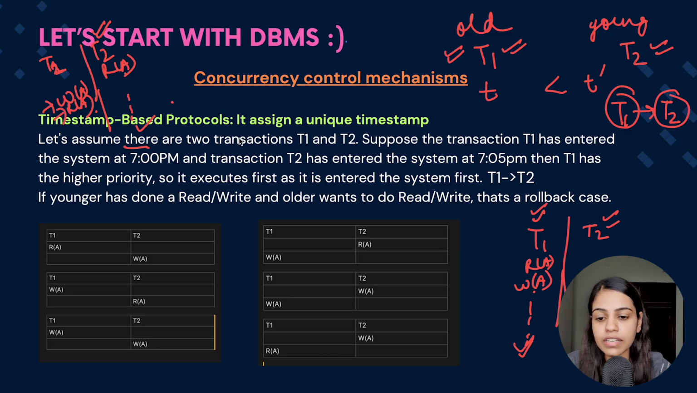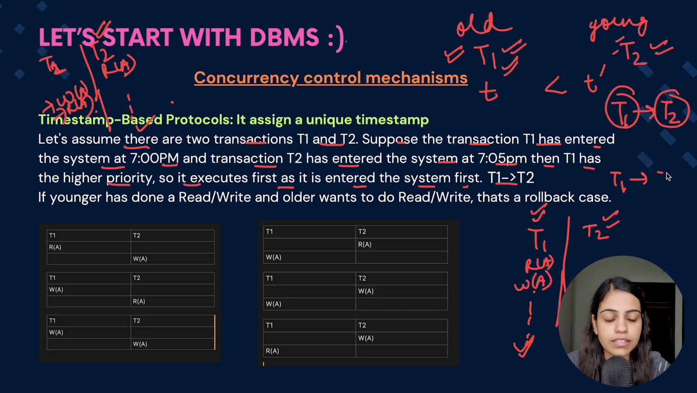So let's assume that there are two transactions T1 and T2. Suppose transaction T1 has entered the system at 7 p.m. and transaction T2 has entered the system at 7:05. So T1 is the old transaction and T2 is the young transaction. T1 has a higher priority, so it enters the system first and executes first, and then T2 executes. That is a serial execution, where T1's operations are completed and then T2's operations are completed.